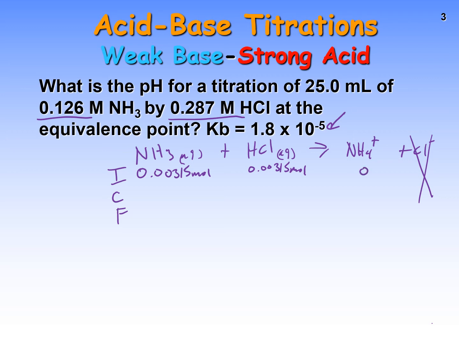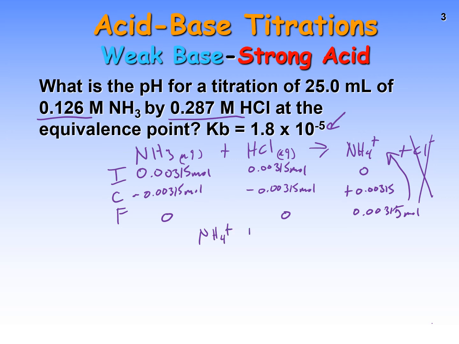Now initially we have 0 NH4 plus, and since these are equal to each other, we're basically subtracting them both off from each other, and we get 0 of both of them. Now we add 0.00315 over here, so we have 0.00315 moles of NH4 plus. Now at this point, the NH4 plus is going to do what weak acids do. They're going to dissociate in water to form NH3 and H3O plus.